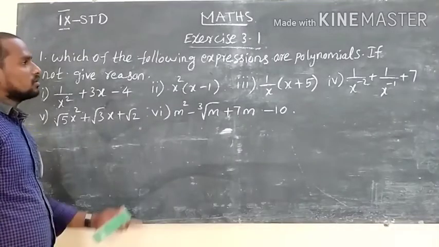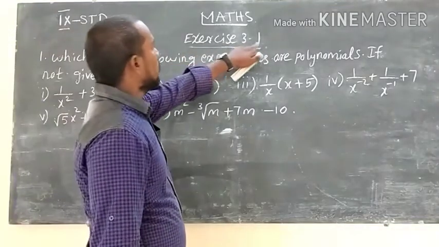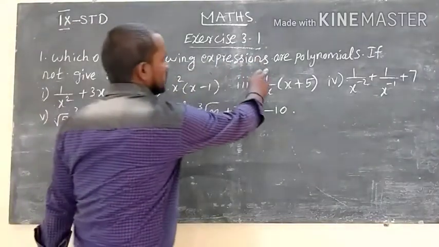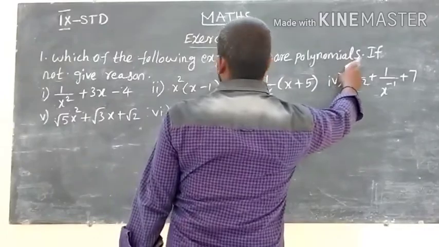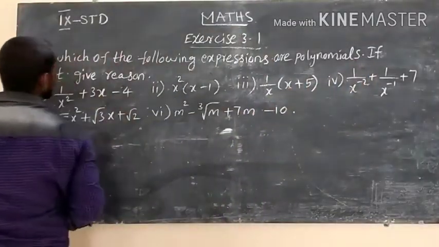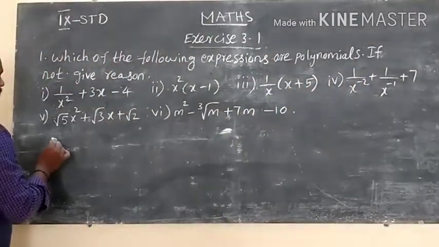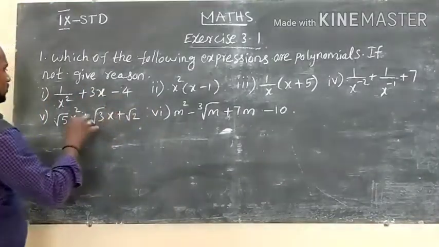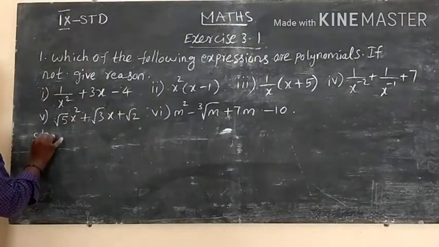Okay, dear students, exercise 3.1. The first question: which of the following expressions are polynomials? If not, give reason. So reason no need. So which are the polynomial or not? Okay, the solution.